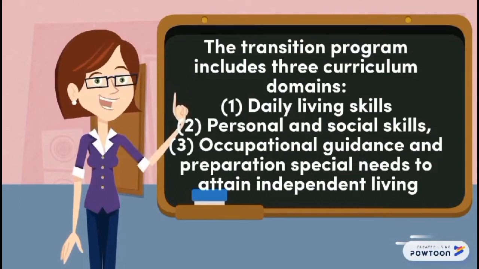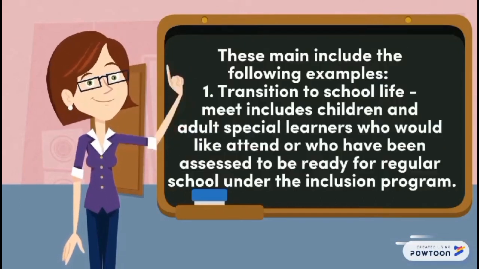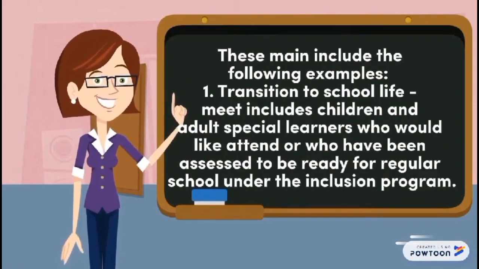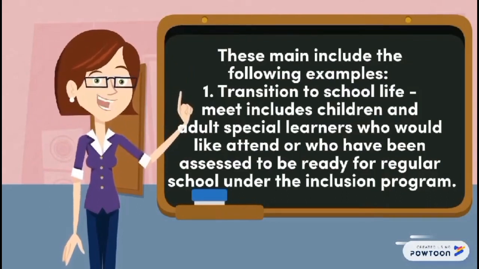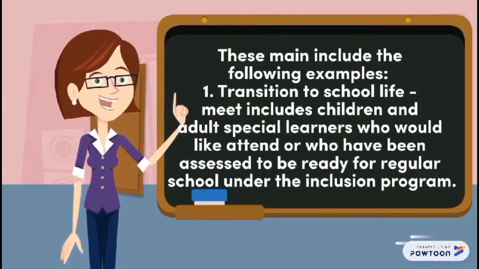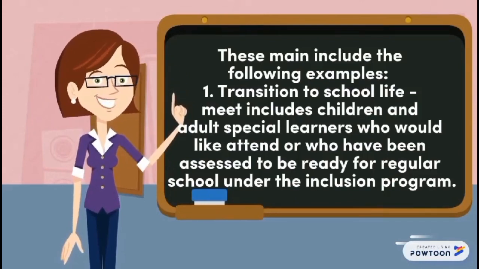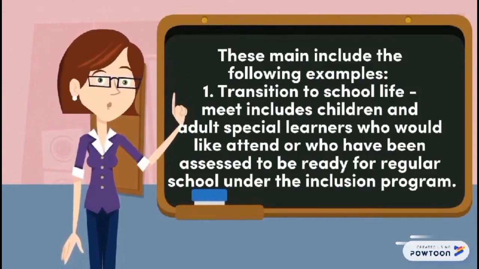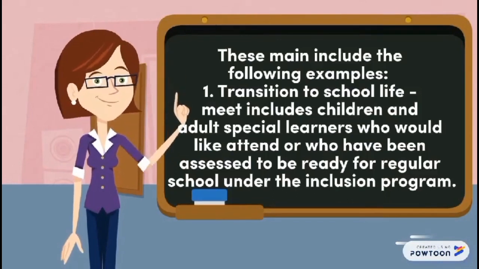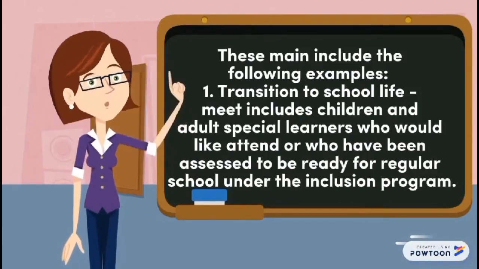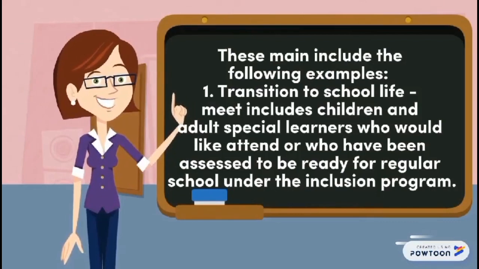Special needs: attain independent living. These may include the following examples. 1. Transition to school life includes children and adult special learners who would like to attend or who have been assessed to be ready for regular school under the inclusion program.